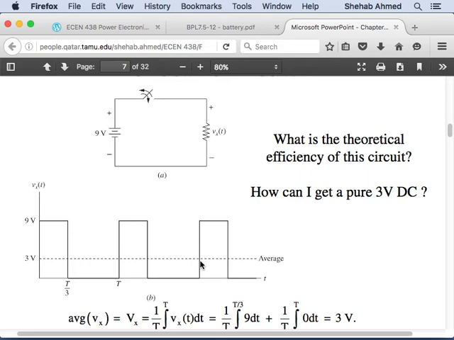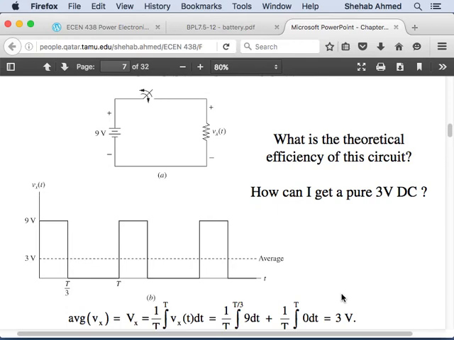No, it depends on the load. If I just want a heater for an industrial process, no problem, right? Because power is equal to the average voltage times average current. Average voltage here is 3. Average current is whatever it is, depending on the value of the resistive load, right? So for a heater, yes, it's no problem. It's okay. But for a microprocessor, I cannot.